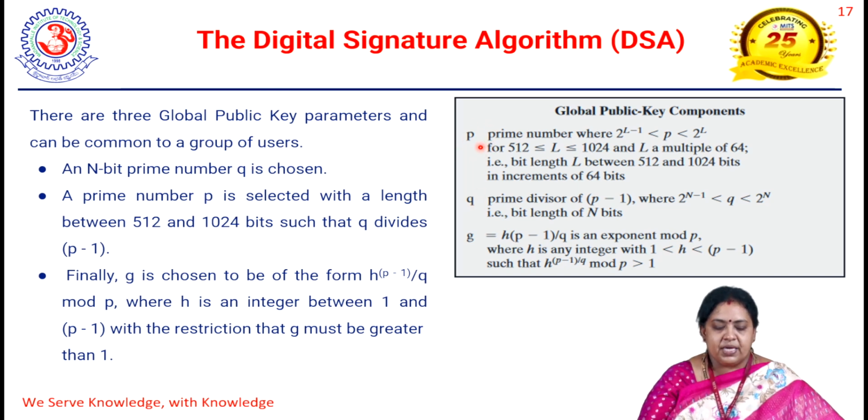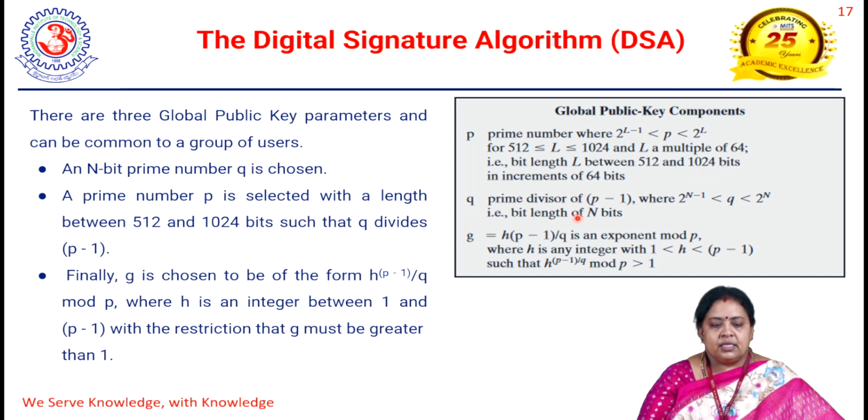So there are three primary global public key components. One is P, a prime number, one is Q, which is a prime divisor of P minus 1, and one is G, which is calculated as H to the power (P minus 1)/Q mod P. The restriction for this prime number is that it should be between 2^(L-1) and 2^L, where L should be between 512 and 1024 bits.